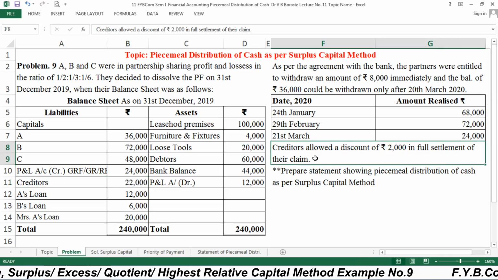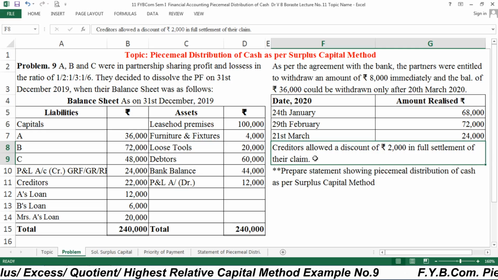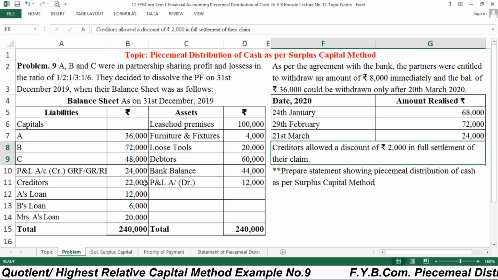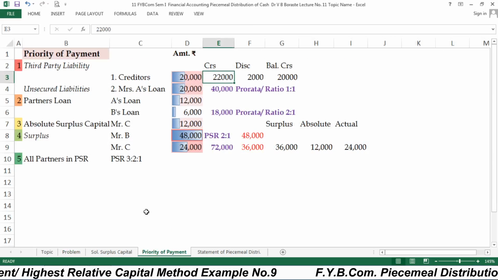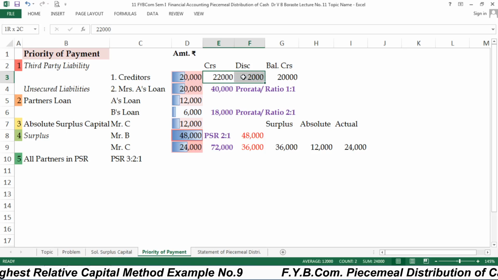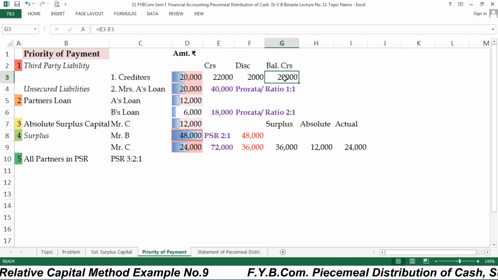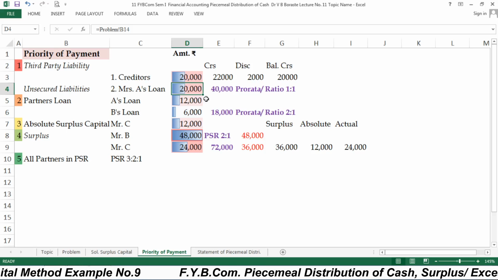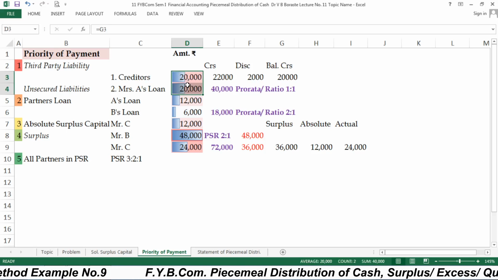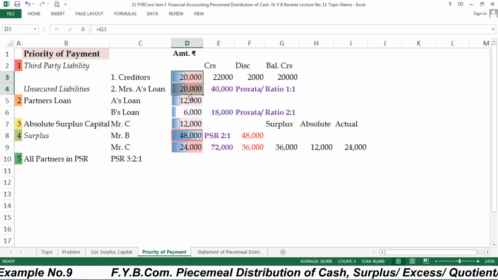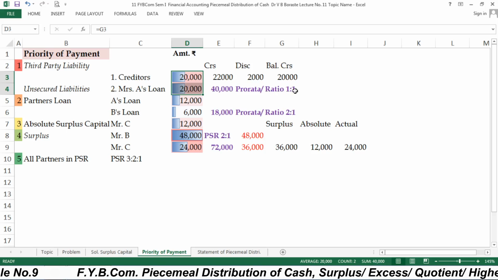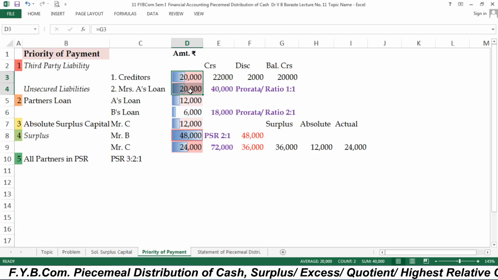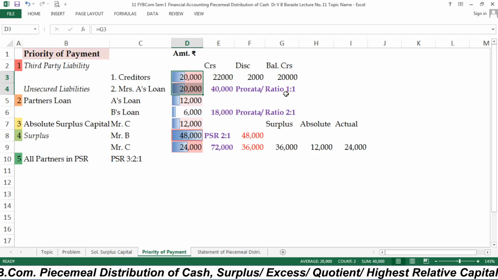The claim of creditors was 22,000 and they allowed a discount of rupees 2,000. That means from our partnership firm's point of view, we got a discount of rupees 2,000, so our liability is decreased. Creditors 22,000, discount 2,000, so balance creditors only 20,000. Creditors will be 20,000 and Mrs. A's loan is 20,000. If we don't have 40,000 at that stage, we have to use the ratio 1:1. 20,000 to 20,000 is 2:2, which is reduced to 1:1.